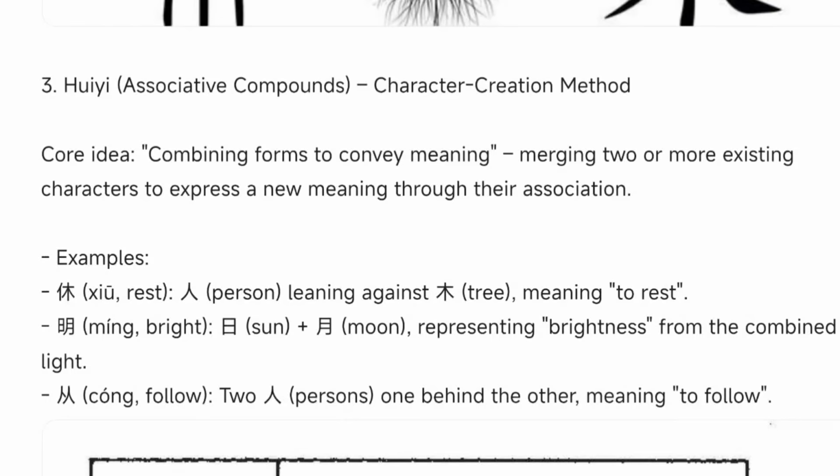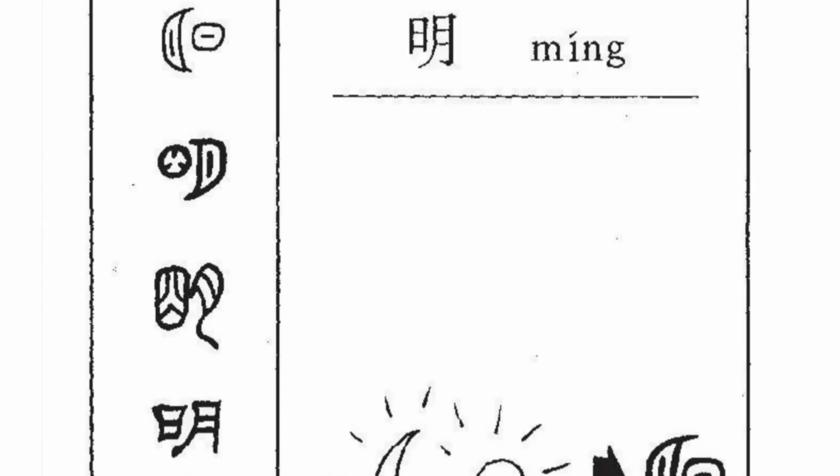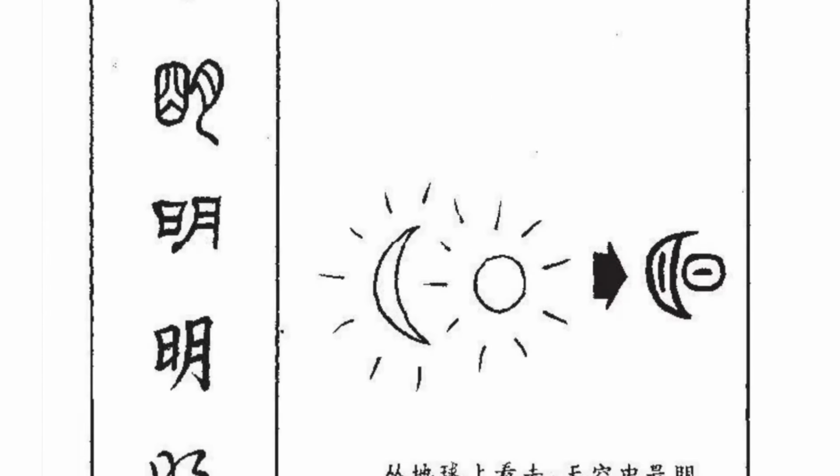It consists of the sun and the moon. And if you add the sun and the moon together, you can just feel that it's so bright. So it represents brightness from the combined light. You can see their light is so bright. So 明, which means bright.